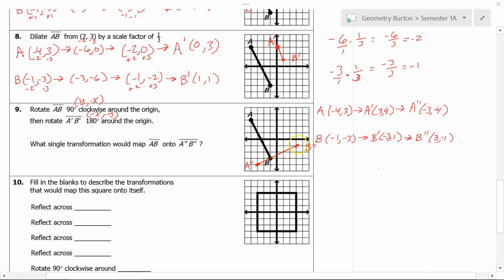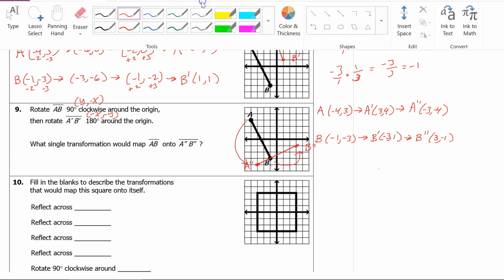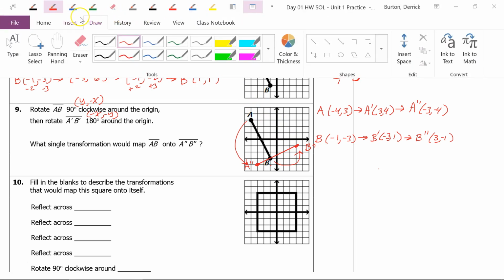Alright, so now we're supposed to decide what single transformation would get us from AB to A double prime, B double prime. It looks like a 90-degree counterclockwise rotation to me around the origin. I can imagine rotating this way, and A is going to rotate around and come to A double prime, and B is going to rotate around and come to B double prime. That's what I am envisioning.